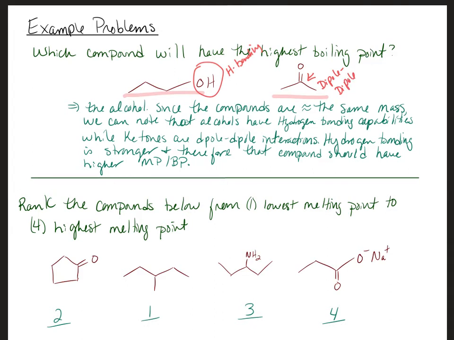Well, dipole-dipole's great, but it is not as intense as a hydrogen bond. So that means that the alcohol is going to have the highest boiling point, okay? Why? Because it takes more energy to get those molecules to separate from one another. And when we're talking about boiling point, when we're talking about melting point, what we're talking about is average energy, because that's represented as temperature.